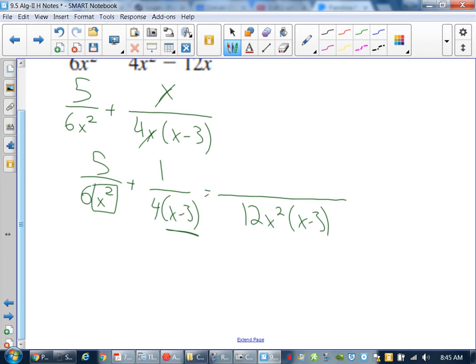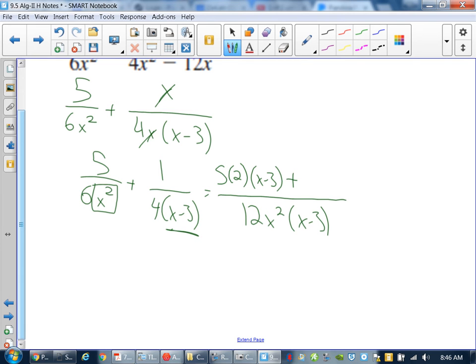What parts do they share? What parts don't they have? So now it's just a matter of, well, the fraction on the left, how do I turn a 6 into a 12? What do I multiply it by? 2. So it'll be a 5 times 2. And then I have to multiply it by the x minus 3, because it didn't have that.